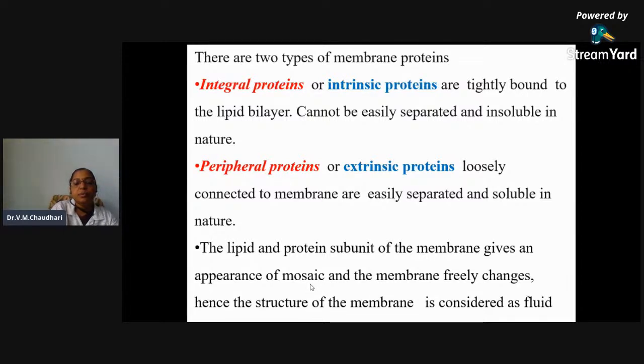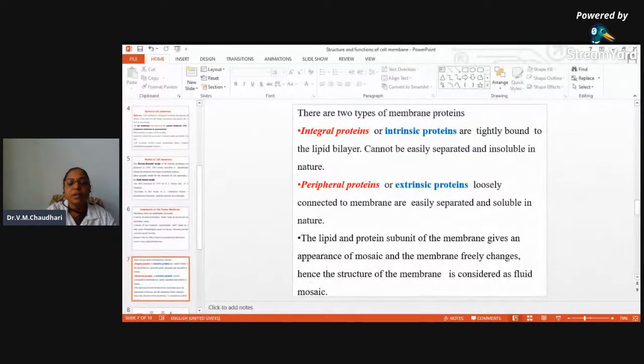It gives the appearance of a mosaic because of the presence of lipid and protein subunits of the membrane, and that membrane freely changes because of the presence of protein and lipid, and hence the structure of the membrane is considered the fluid mosaic. Do you get the structure of the membrane? Do you get the structure of proteins and lipids present in the membrane?